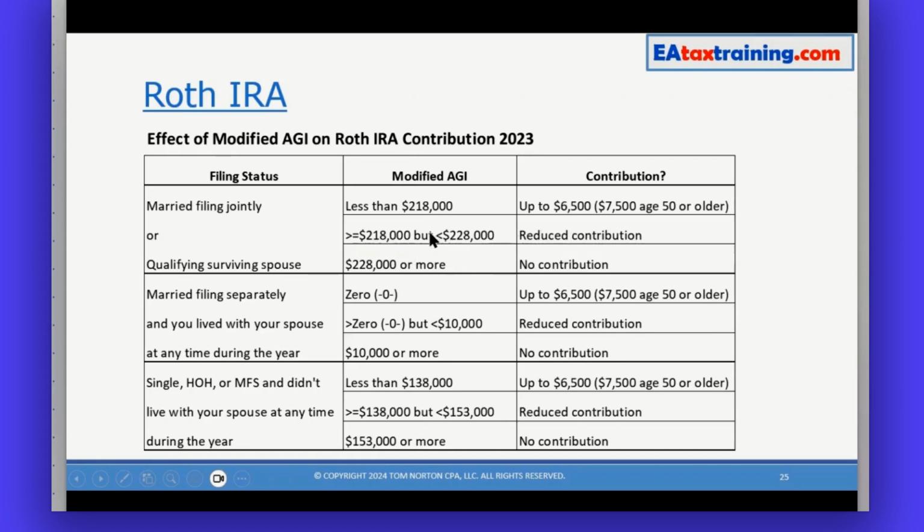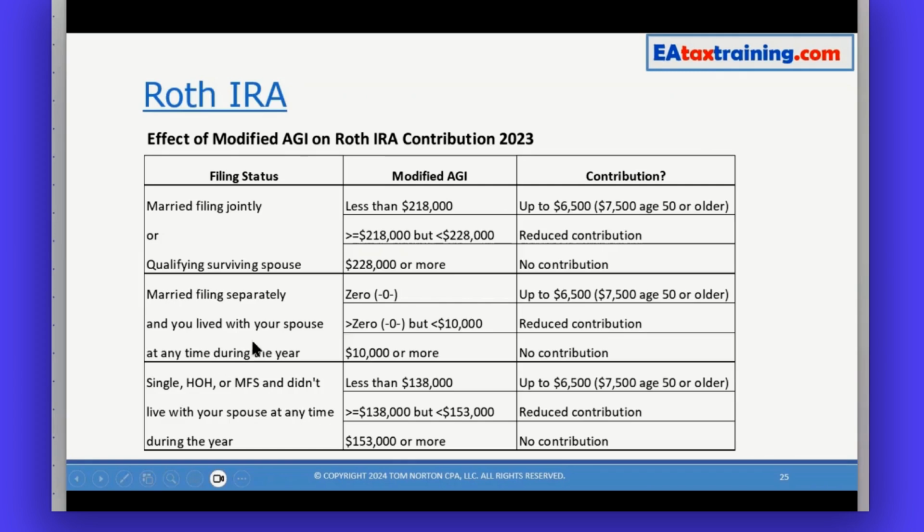Unlike a traditional IRA, where if you don't meet these amounts, you can still make a contribution. It's just not deductible. With a Roth IRA, they're never deductible. So if you do not fit within these AGI limits, you cannot make any contribution to a Roth IRA at all. For married filing separately, you can see it's going to be very much like the regular IRA.